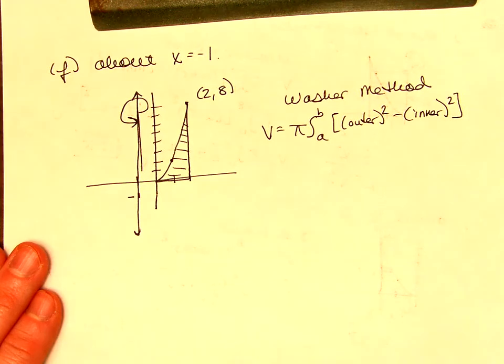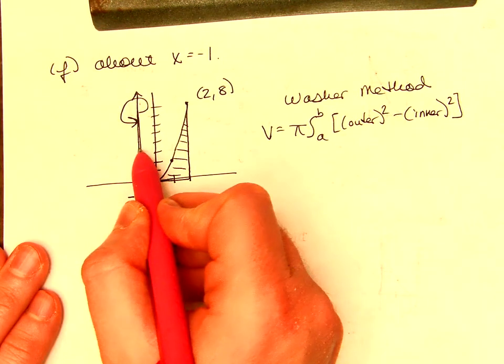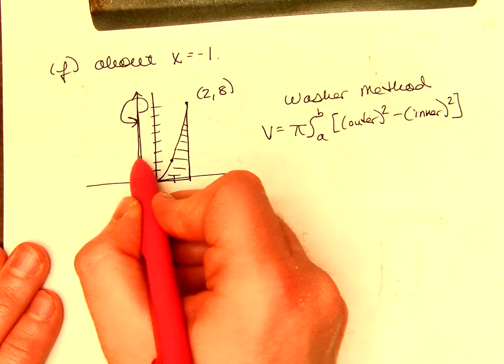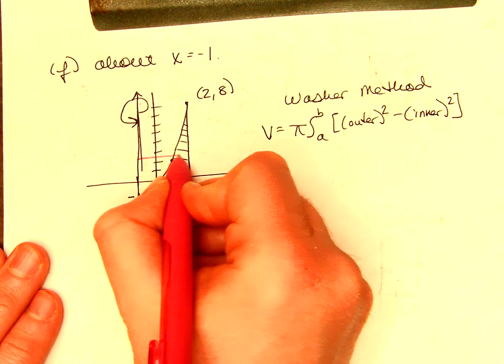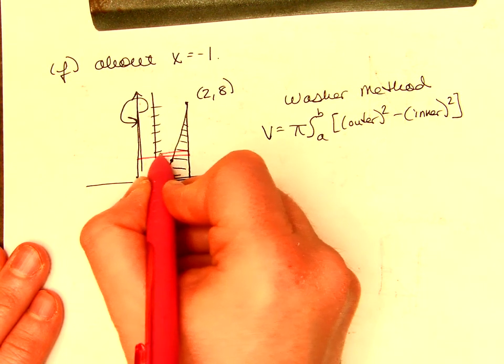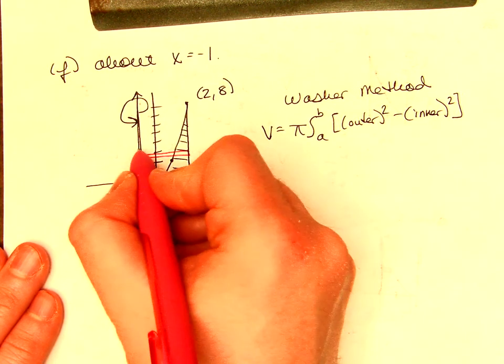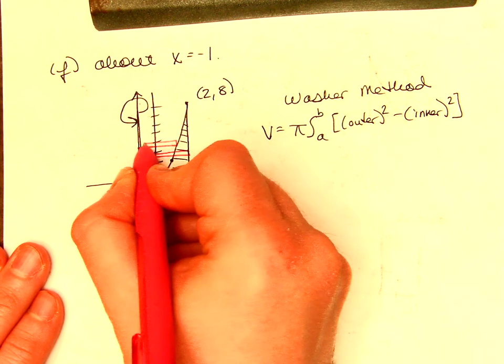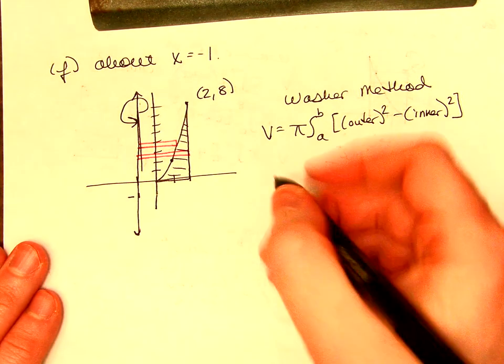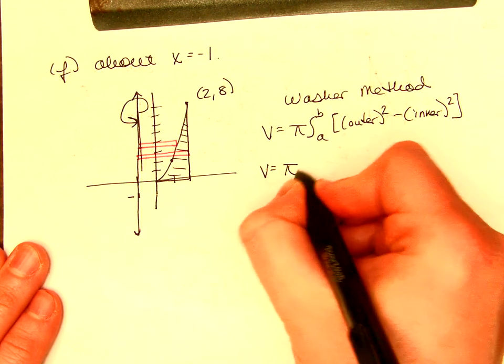I'm spinning around a vertical line. My rectangles have to be perpendicular to it, so they're going to be horizontal rectangles. Outer radius is going to start on that line and go to the other vertical line that's bounding my region. And inner radius will start on my line x equals -1 and go to the closer part of my region over there. V equals pi times the integral. Actually, you see if you can do the setup.